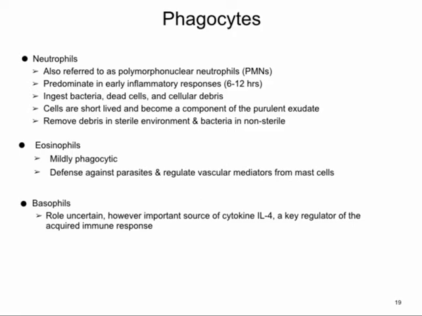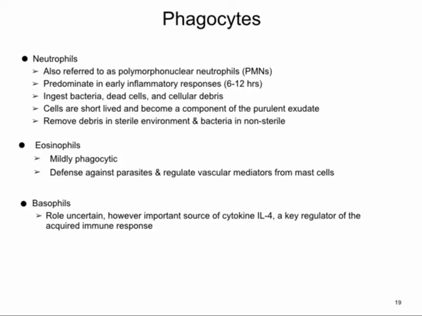Eosinophils, you'll see this more with a parasitic infection. They regulate vascular mediators from mast cells, so they're heavily linked with mast cells. Eosinophils, we'll talk about this later, but they tend to rise a lot in allergies. So if you have a patient with significant allergies, significant asthma, or a flare of it, sometimes their eosinophils will be elevated. So it is heavily linked with that allergic component too. Whereas neutrophils, you'll see that more with infection and inflammation.